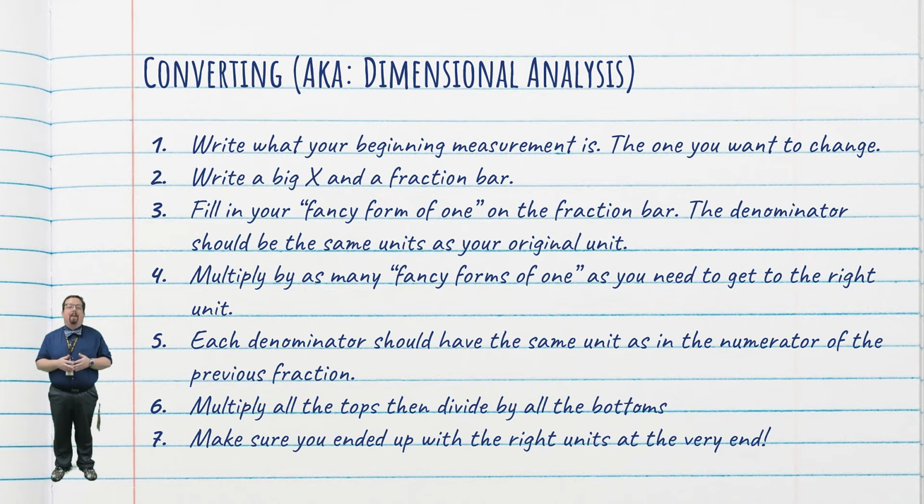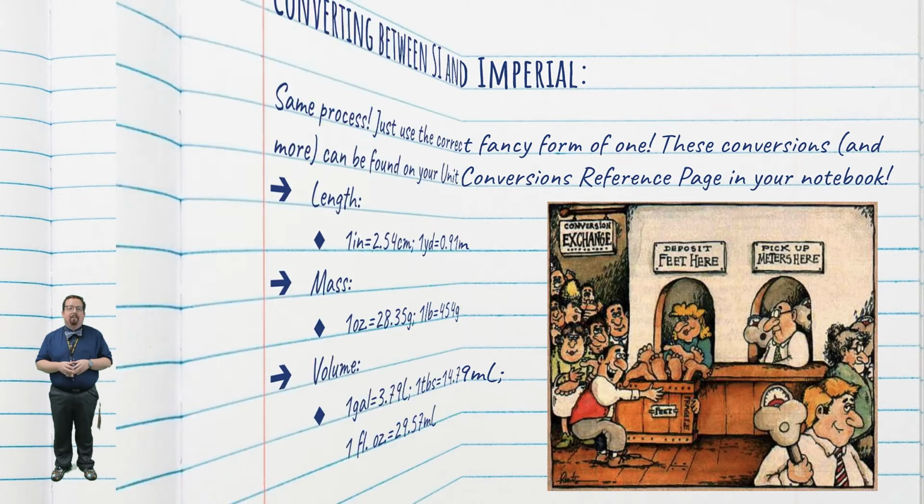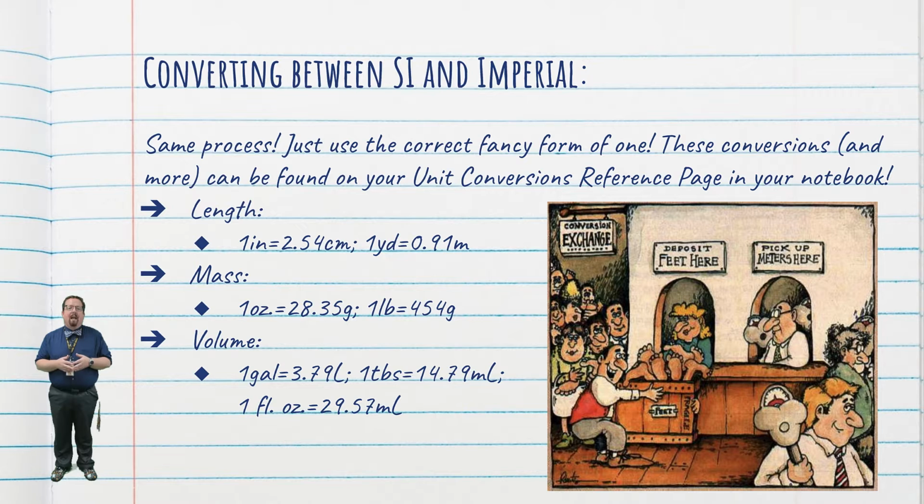Each fancy form of 1 that you multiply should have a denominator with the same units as what was on top in the previous step. When you've gotten to the point where all units cancel except the ones you're looking for, multiply all the top numbers together, then divide your answer by each of the numbers on the bottom. Double check to make sure that your units canceled correctly, and then report your answer with the correct unit. We'll do some examples of this in class. You already know a lot of imperial conversions, and the SI chart is pretty easy to follow to convert between metric units, but converting between imperial and SI units is probably something new to you.